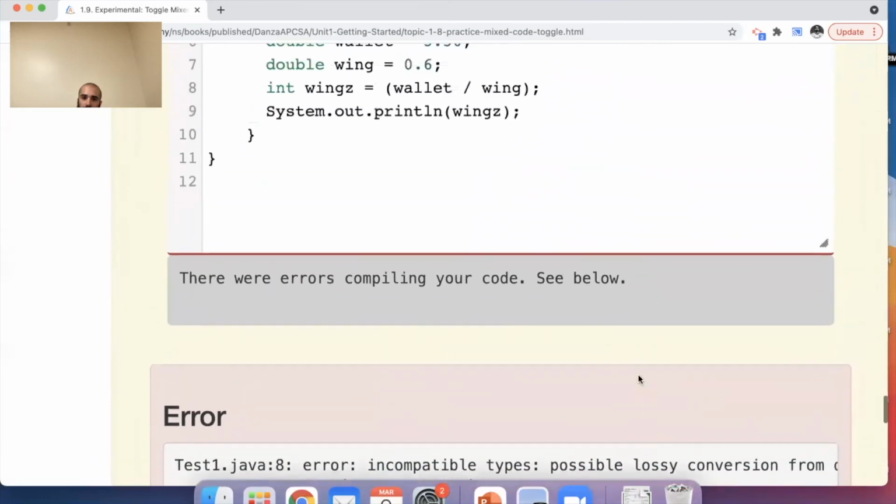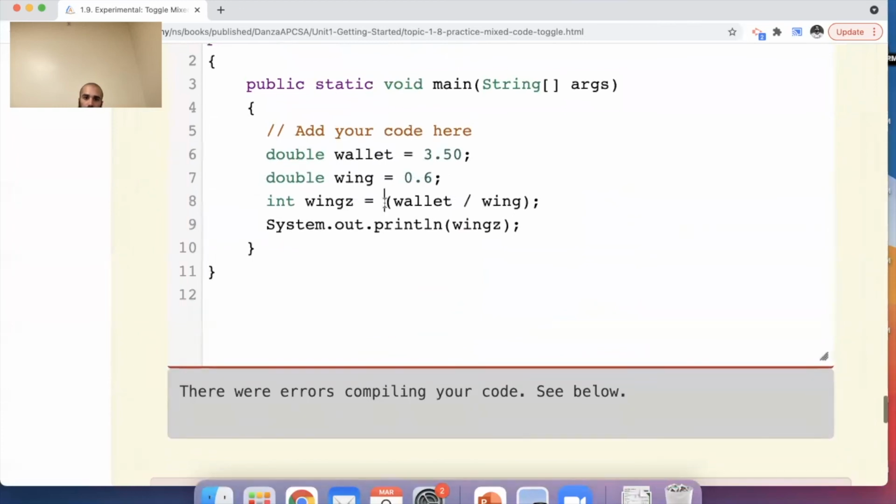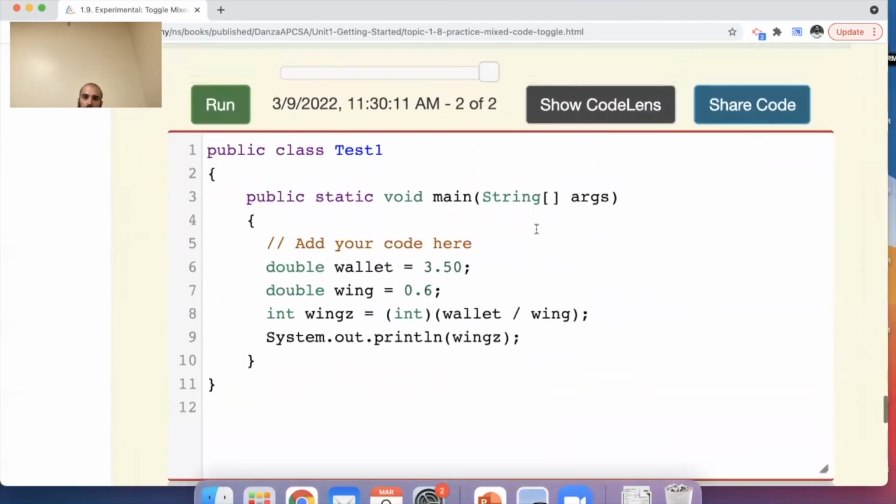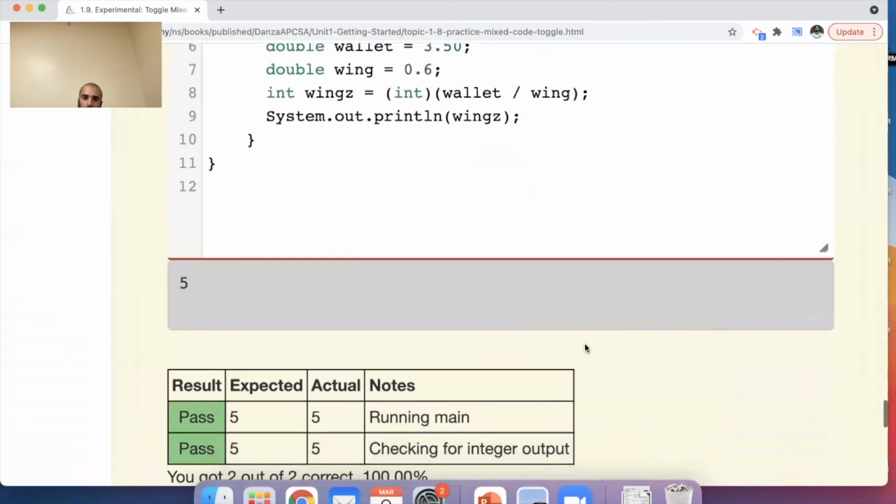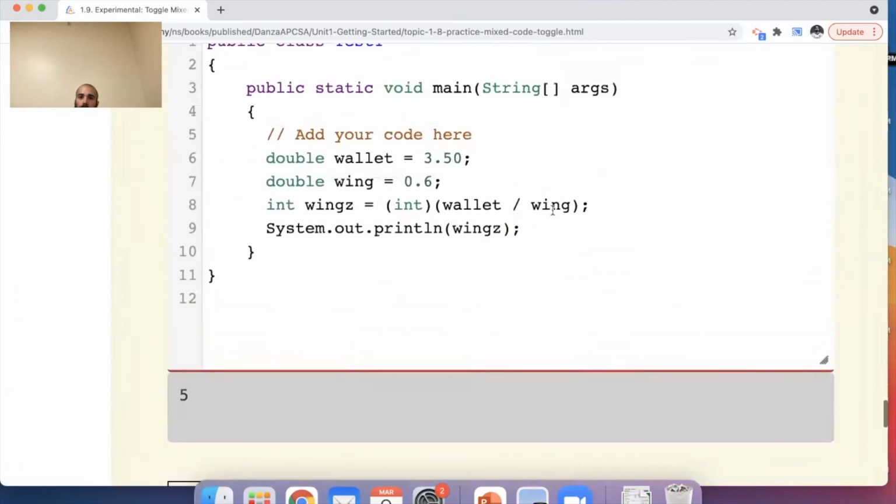See, lossy conversion. So what if I try this? Pass. Okay, so check this out though. If I wouldn't have included the parentheses around here, would that have worked? Because it would have been int divided by a double. It would have thought that wallet is an int and then divided by a double, and double takes precedence and would automatically convert it to a double. So I used parentheses there to say, all right, this is double divided by double, still a double, but cast it as an int.